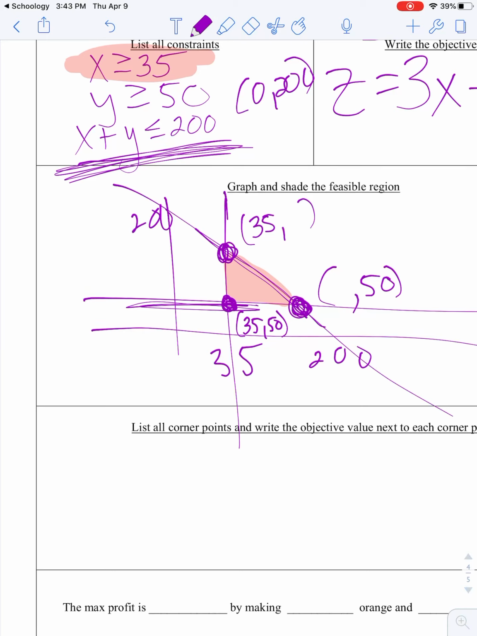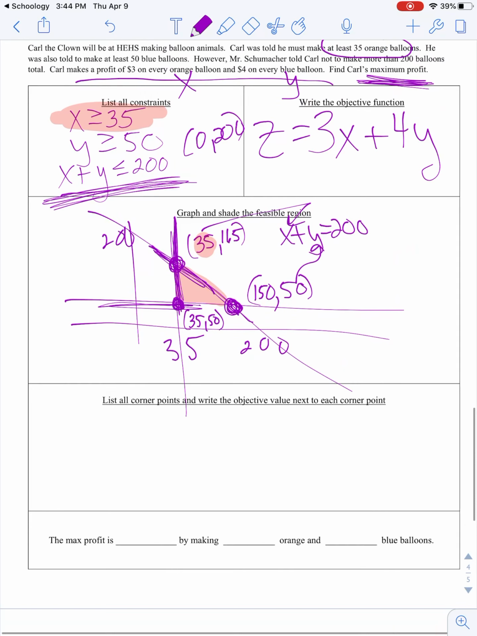But in order to get it, we have to find out where that vertical line intersects the diagonal line. So you're going to take this 35 and plug it into this equation. You know that they have to add up to 200. So that 35 gets plugged in here, and that's where the 165 comes from. And then the same thing here. This 50 gets plugged in here. You solve for X, and you get the 150.